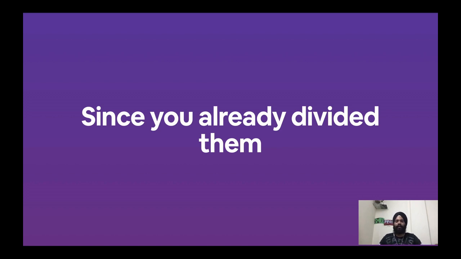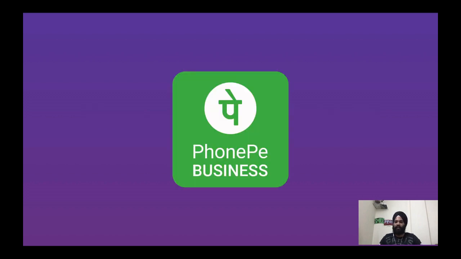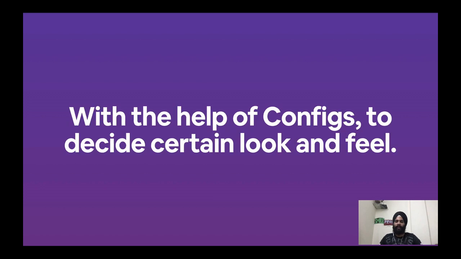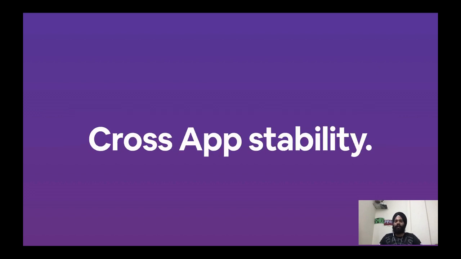And since we already divided our code components into smaller chunks, other teams can use it as well to create user flows and save their time. For example, we have a business app, PhonePe for Business. We can use the same code again and again. And with the help of feature flags and configs, we can decide certain look and feel of the app. Like if we want to give a purplish color to the main app and give a green color to the business app, we can do that with the help of configs, right? It gives you cross-app stability, which is tried and tested over time and withstands all QA health checks.